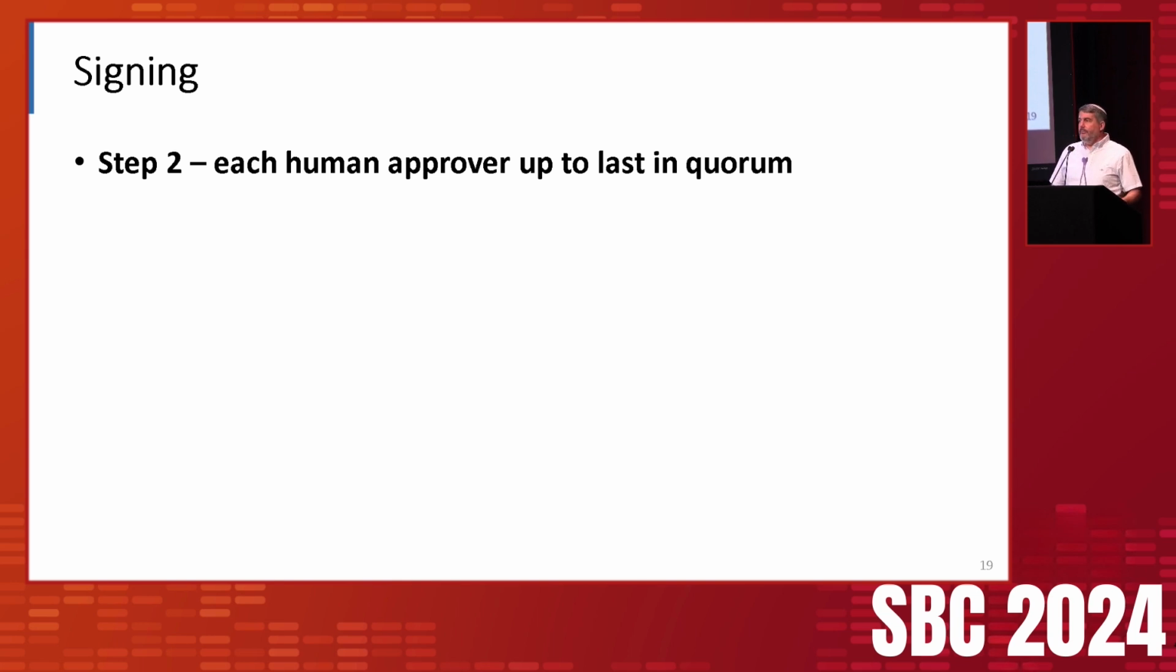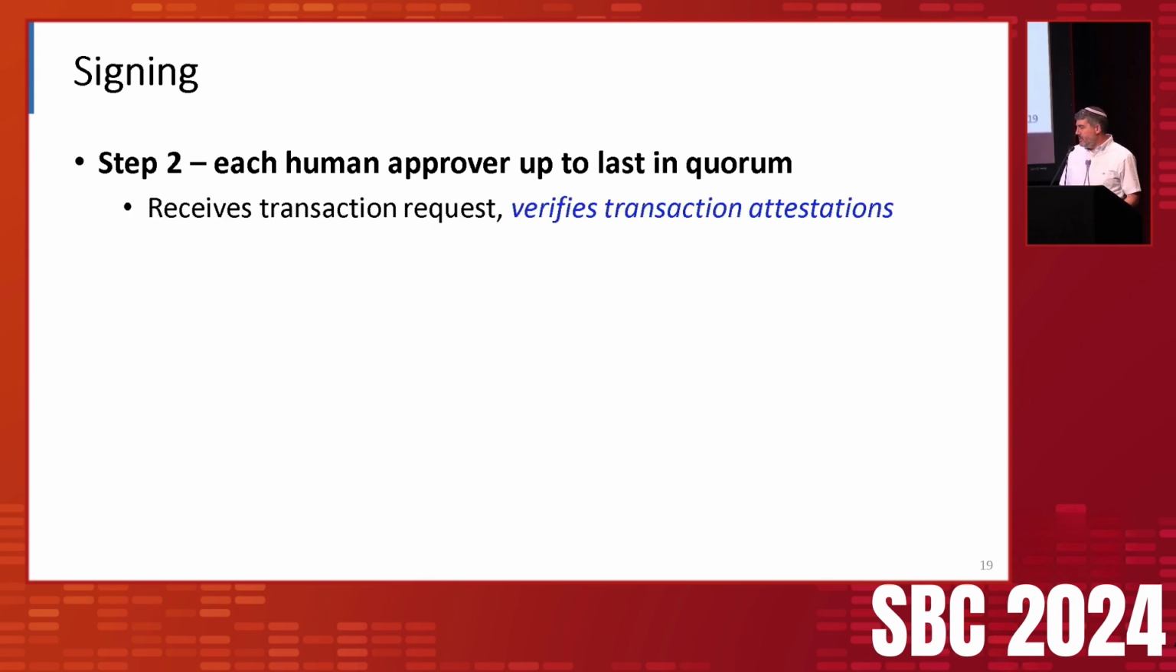Step number 2, these encrypted sub-shares have been output from the offline environment, and the human approvers are next in line. Each human approver up to the last in a quorum. So if we have 5 out of 20, then the first 4 human approvers to connect will work in this way. The last one worked differently, so I'm separating it into 2 steps. So each human approver will receive the transaction request and will verify transaction attestations.